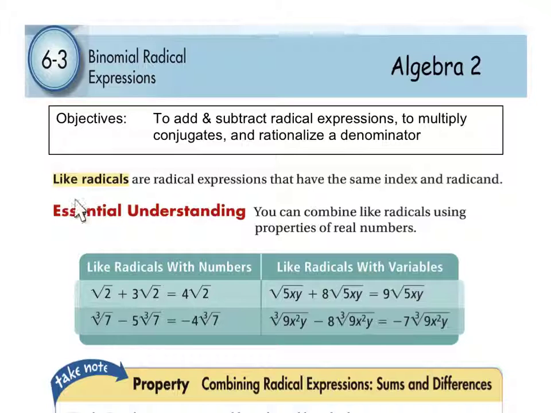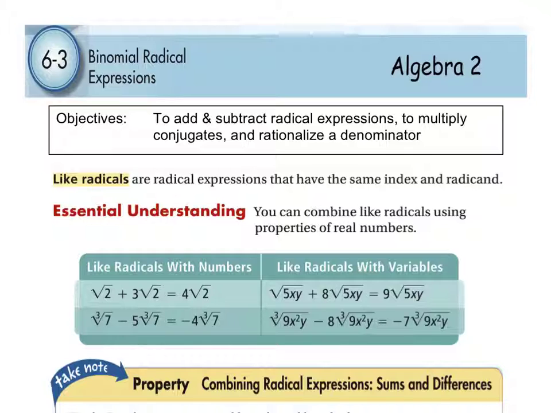Like radicals are radical expressions that have the same index and same radicand. Now, when you add and subtract radicals, it's very similar to like terms with variables. If I have a 3x and a 4x, I can add those together. But if I have a 3x and a 4y, I can't add those together because they're not like terms. Radicals are very similar. They have to have the same index and the same number underneath the radical in order to add them together, okay?